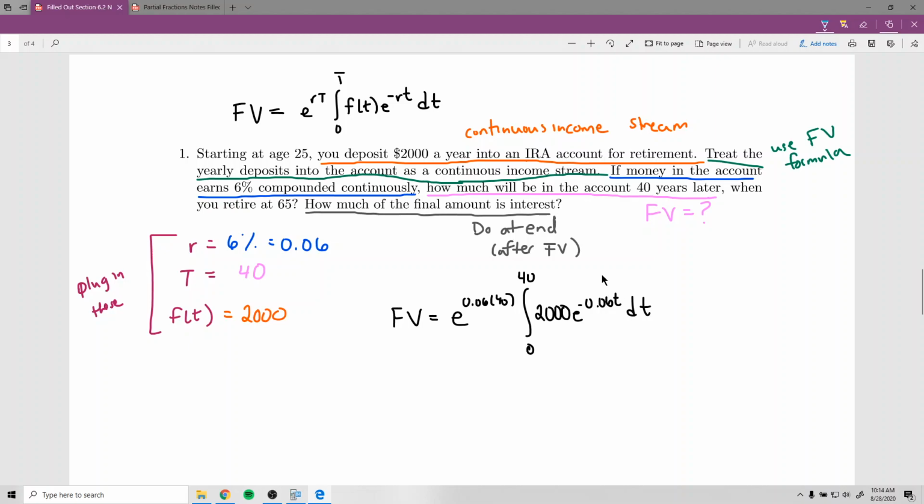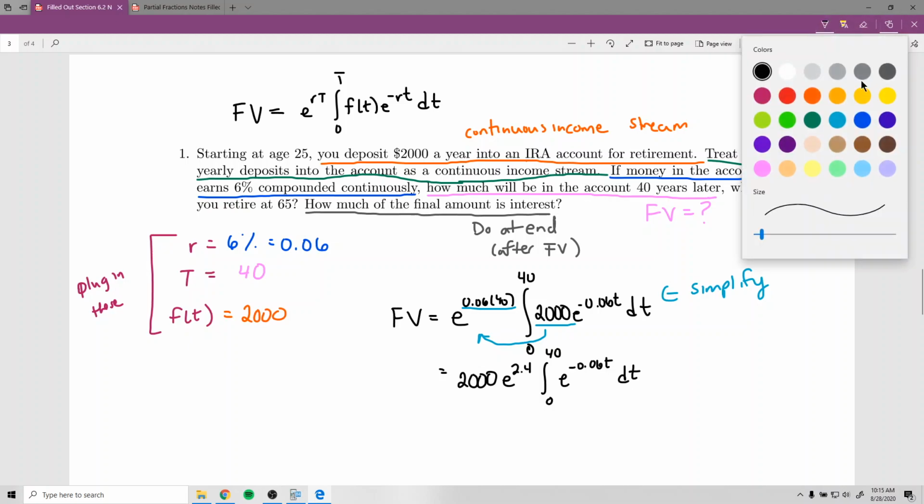Now, what I recommend is just simplifying here, whatever you can. What we can simplify is we can multiply the exponent here to make that simple, and then we can also bring out the 2,000 since it's just a number. So we got 2,000 e to the 0.06 times 40, which is 2.4, integrating from 0 to 40, and we have e to the negative 0.06t dt.